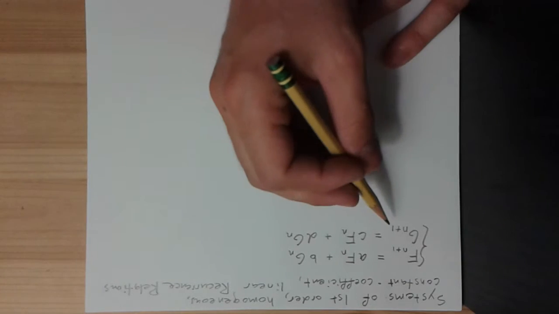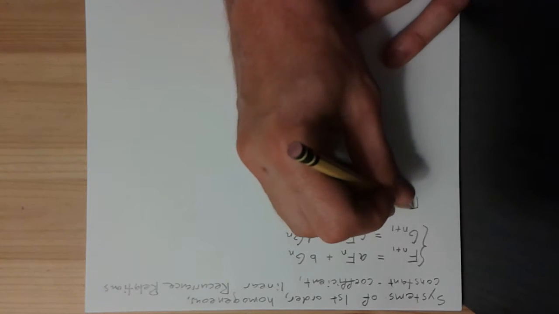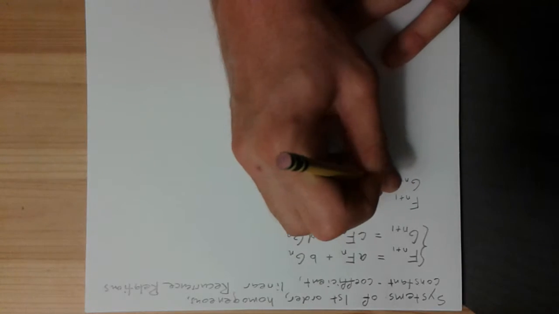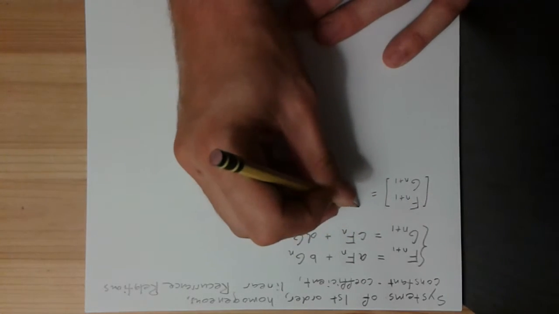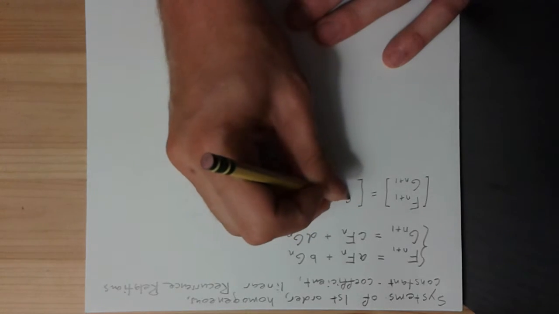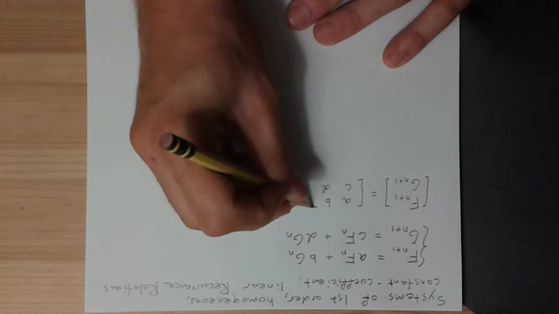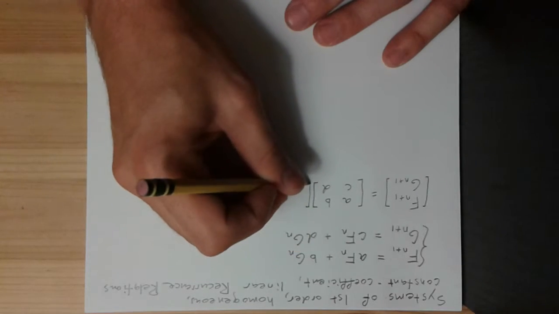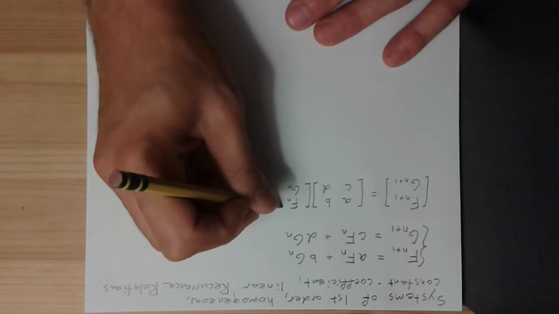So from here, what you can do is you can write this as a matrix equation. If I have a vector containing f_{n+1} and g_{n+1}, then I could write this as the matrix product of this matrix containing the coefficients a, b, c, and d, and a column vector containing f_n and g_n.